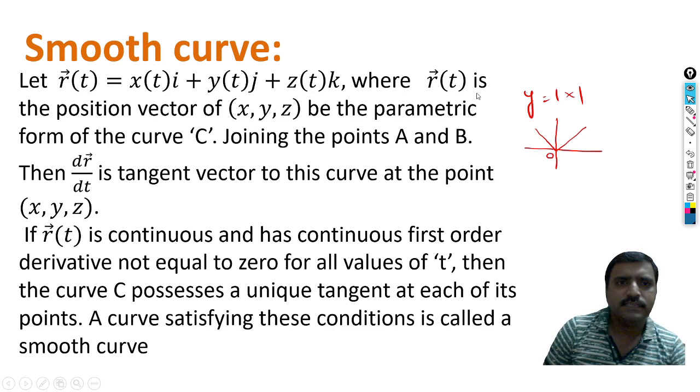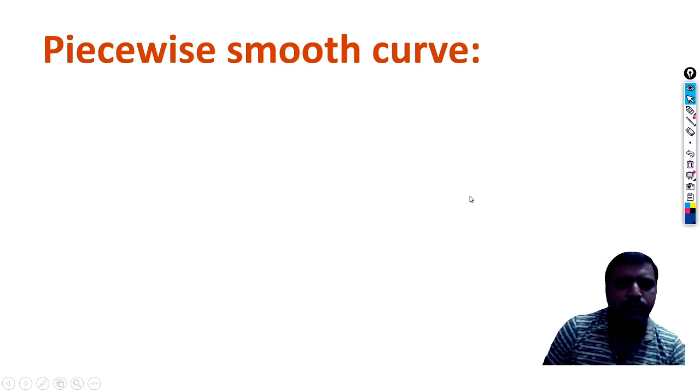So a curve is said to be smooth if it is differentiable, or in other words, a curve is smooth if we can draw a tangent at all the points. For example, this one is a smooth curve. That means we can draw a tangent at all the points.